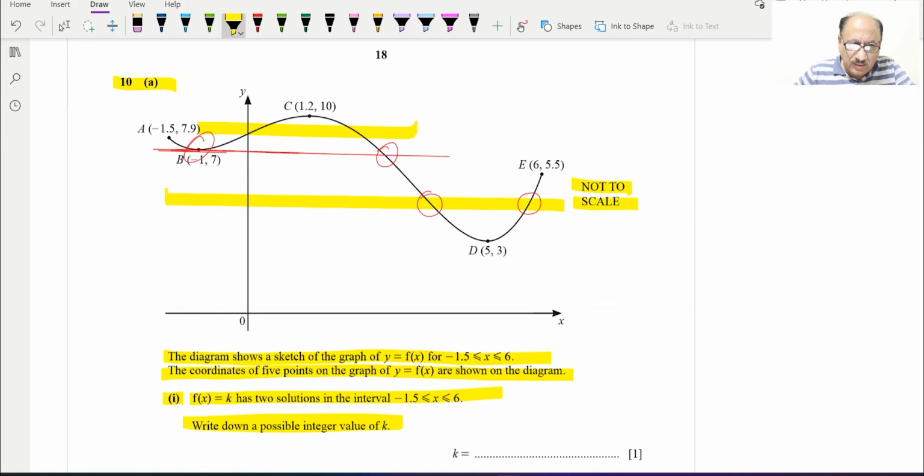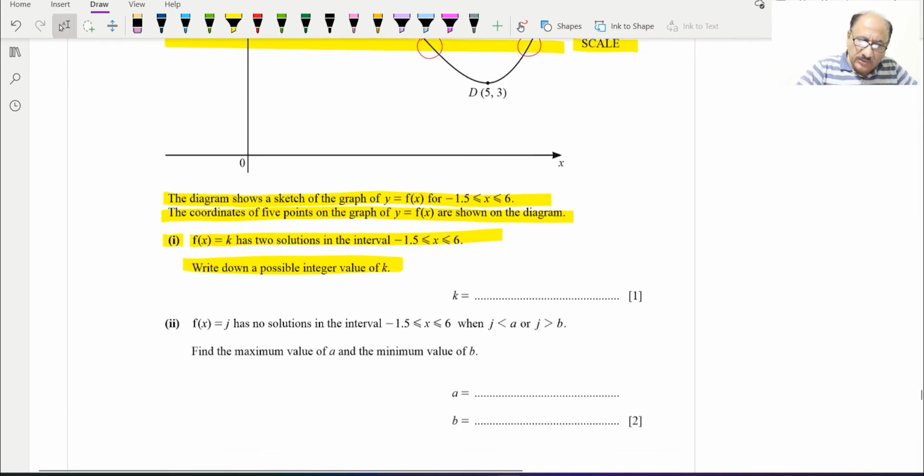So k can be 4, meaning the y value should be in between 3 and 10, but it cannot be 6. We can take 4, 5, 7, 8, 9 values. Basically we can write that these values can be 4, 5 or 7 or 8 or 9.